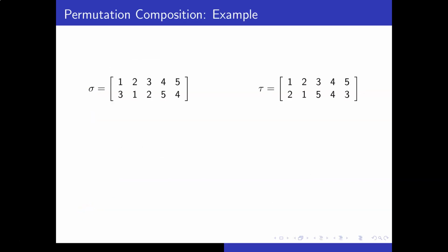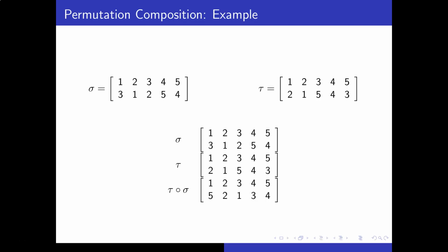So we're going to look at sigma and tau, and we're going to compute tau composed sigma. We put sigma first, then tau. It's important that when it is tau composed sigma, sigma goes first. Then to compose them, 1 goes to 3, 3 goes to 5, so in total 1 goes to 5.